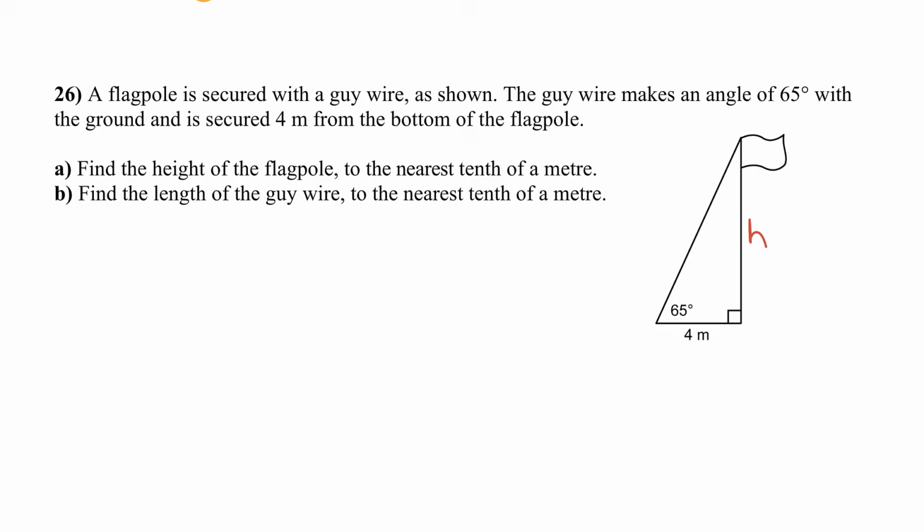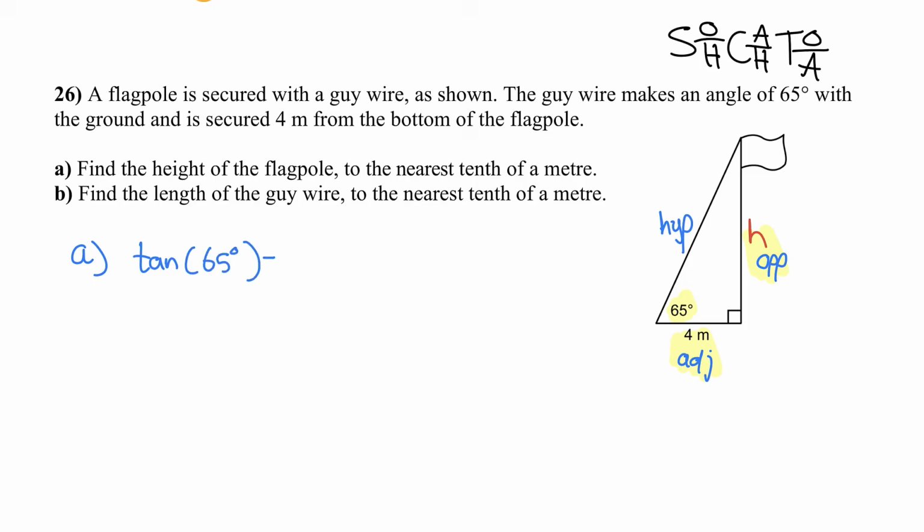So I will label that as H. And because I have a 90-degree angle, I know I can use SOHCAHTOA to solve for a missing side of it. From this 65-degree reference angle, I'm going to label my opposite, adjacent, hypotenuse. I'm looking for the opposite side, and I know the adjacent side. The ratio that involves opposite and adjacent is tan. So to solve part A, I can say tan of 65 equals my opposite side H divided by my adjacent side 4. Isolate H by multiplying the 4 over, and I get about 8.6 meters.